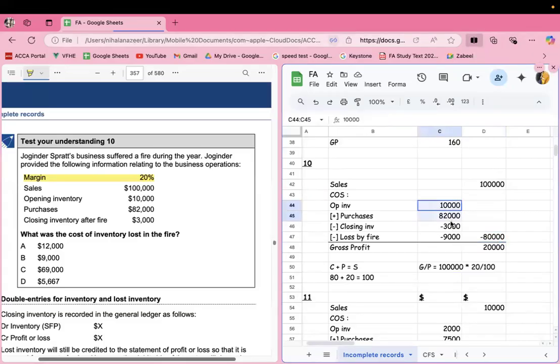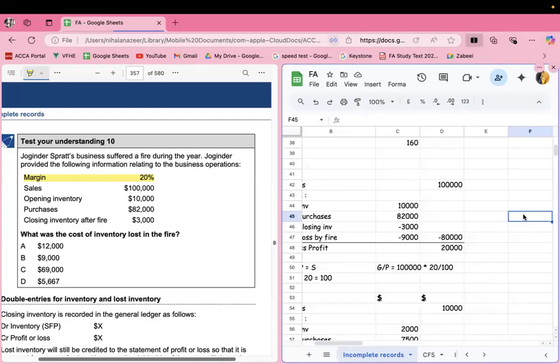Okay. So all of this amount should total down to minus 80,000. Understood? Okay. So in order to get 80,000, what do you need? You have already got opening inventory 10,000, purchases 82,000, and closing inventory 3,000, right? So how much does it become? That is 10,000 plus 82,000 minus 3,000, would be how much? 89,000, right? This one, COS, becomes 89,000.